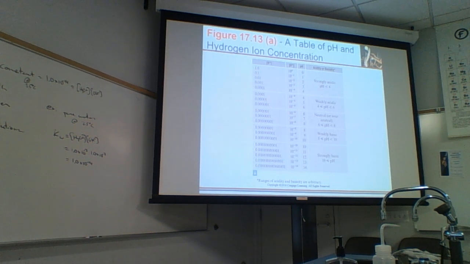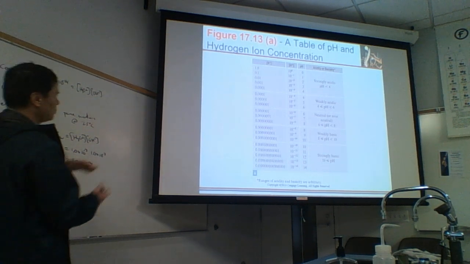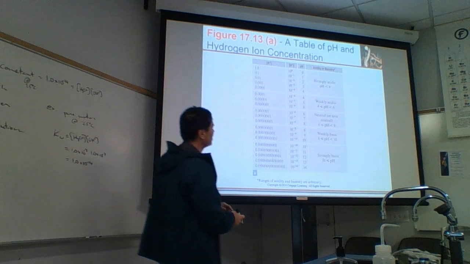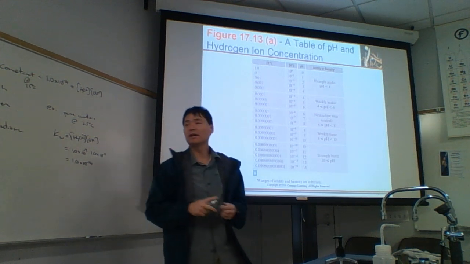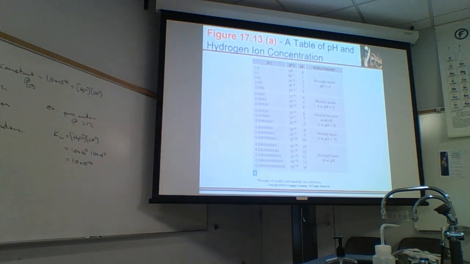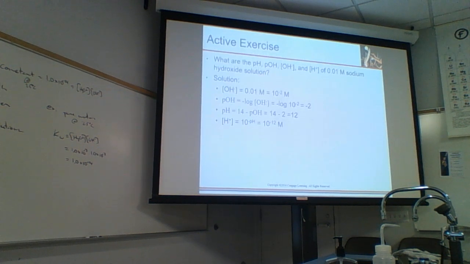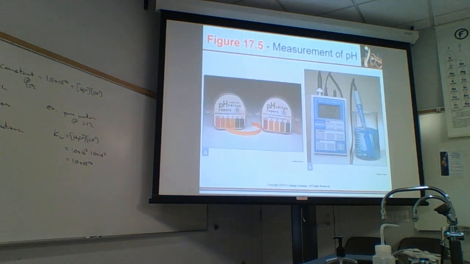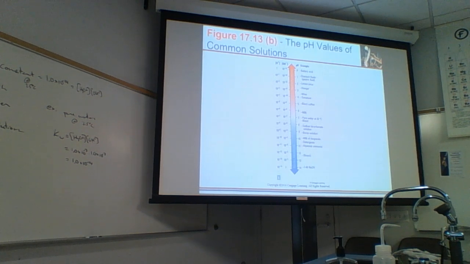Now, KW has to hold for all solutions. And so there are going to be some interesting relationships for this. What that means is that if I increase the hydronium, the hydroxide must come down. Or if I increase the hydroxide, the hydronium must come down. It's going to be a seesaw because it's got to maintain that same concentration. So this is what this is showing here.